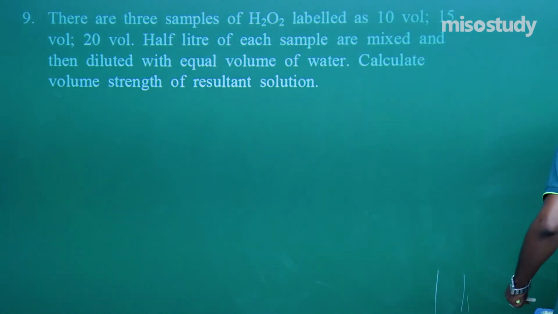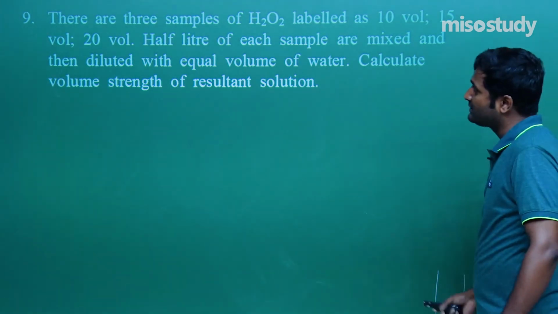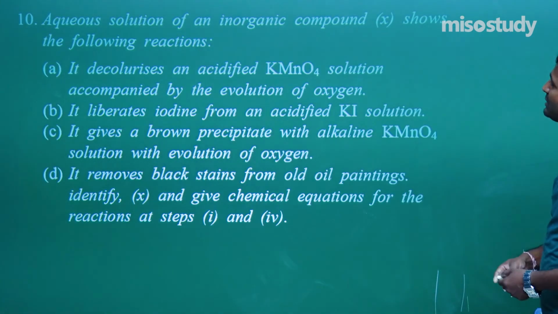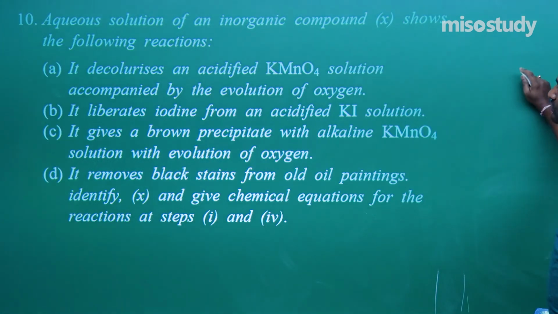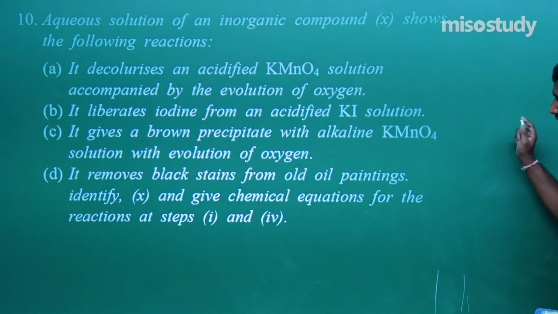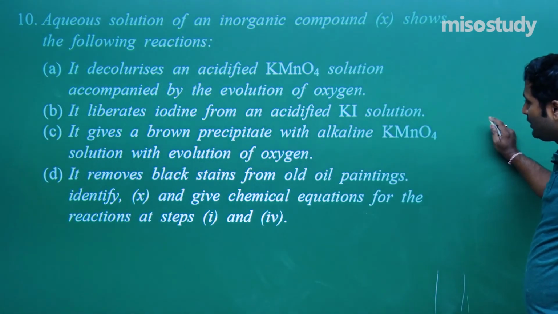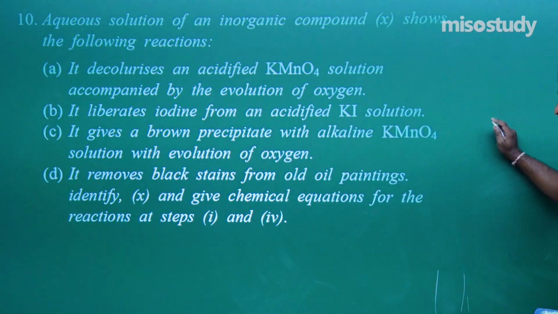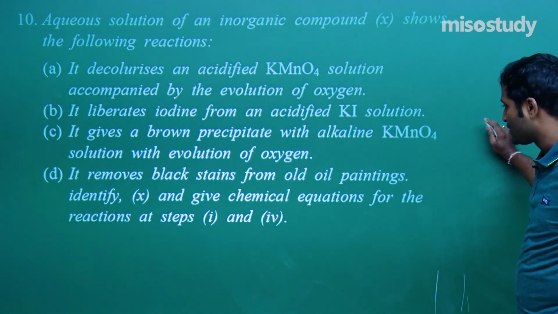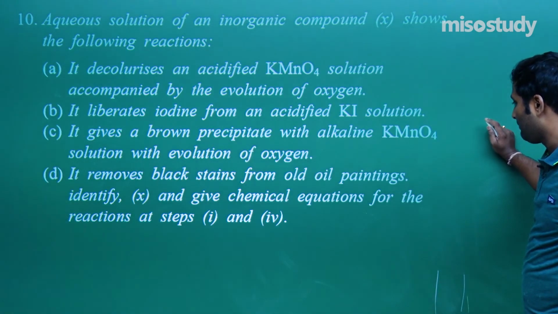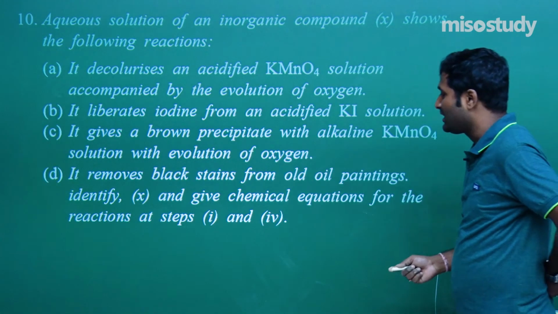The last question is question number 10. An aqueous solution of an inorganic compound X shows the following reactions. It decolorized acidified KMnO4, accompanied by the evolution of oxygen. It liberated iodine from acidified KI solution. It gives a brown precipitate with alkaline KMnO4. It removes black stains. Identify X and give chemical equations for the reactions at steps 1 to 4.